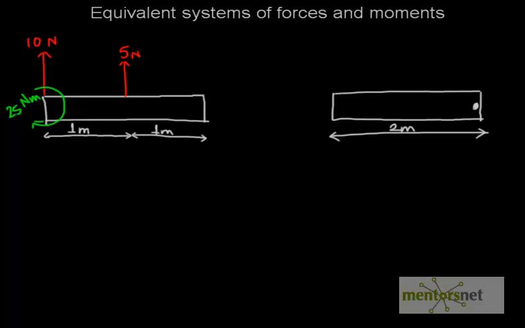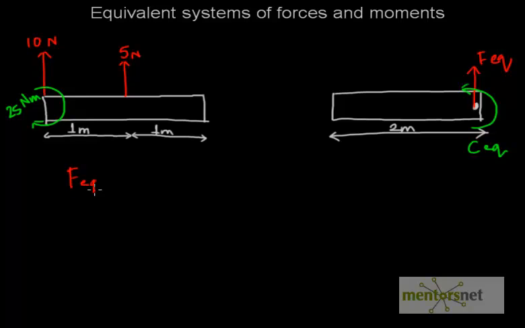So let us depict this one force by F equivalent and this one couple by C equivalent. So what is the value of F equivalent and C equivalent such that this bar behaves absolutely equal to this bar as far as mechanics is concerned? So the answer to this is fairly simple.